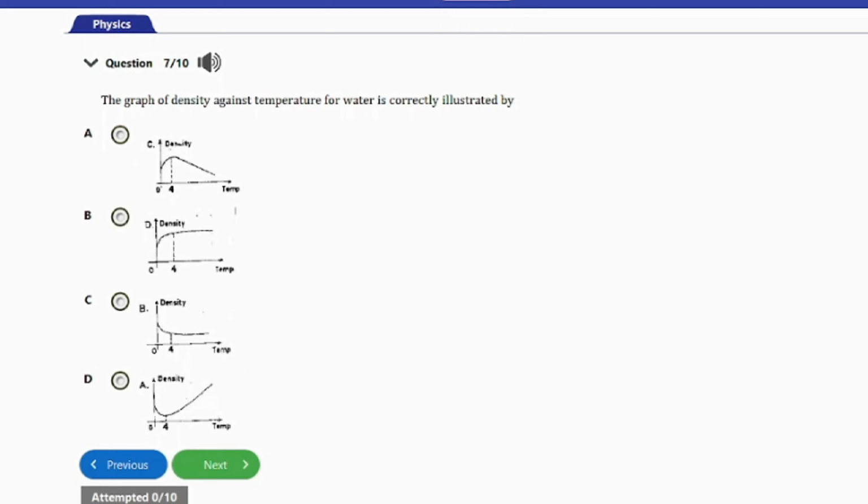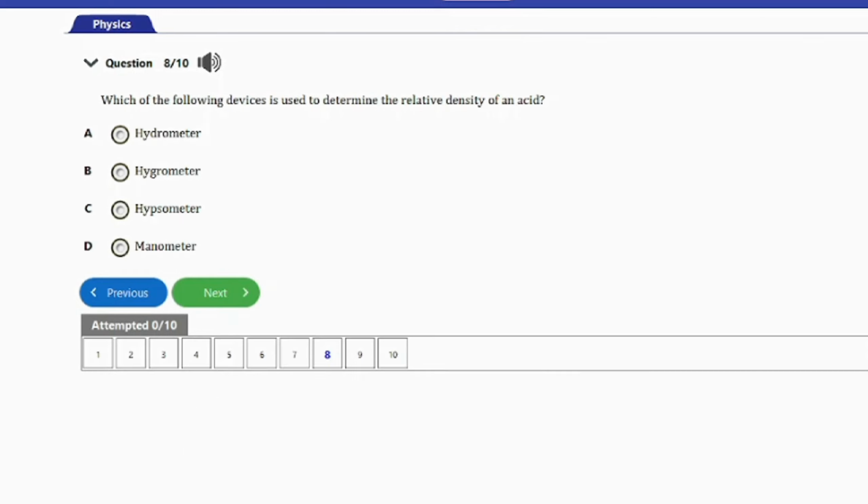Let's go ahead and consider the next question, guys. The next question we have here is question number 8. It says, which of the following devices is used to determine the relative density of an acid? We have A, hydrometer, B, hygrometer, C, hypsometer, and D, manometer. So guys, the answer to this question is option A, hydrometer.